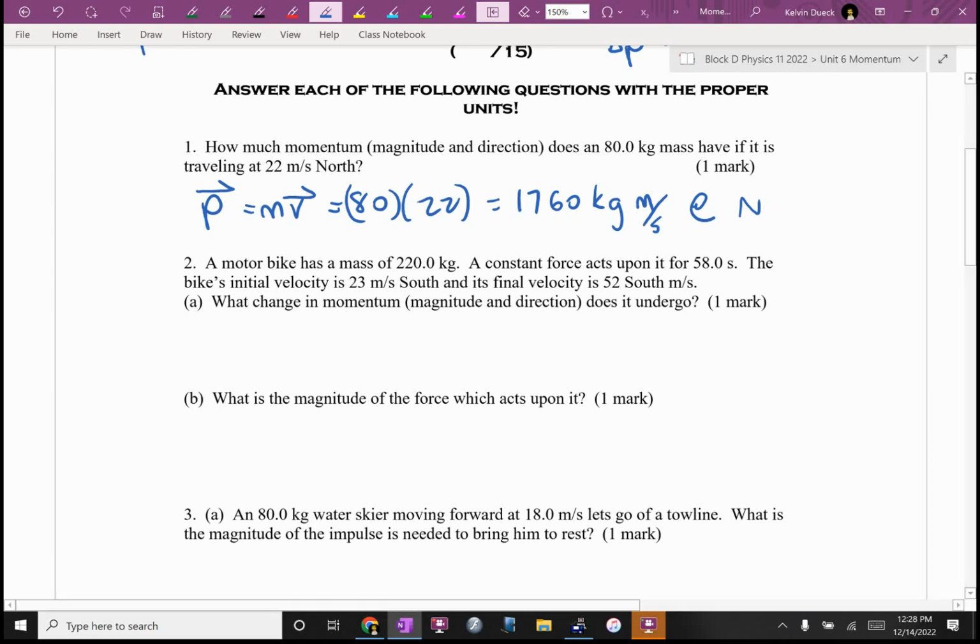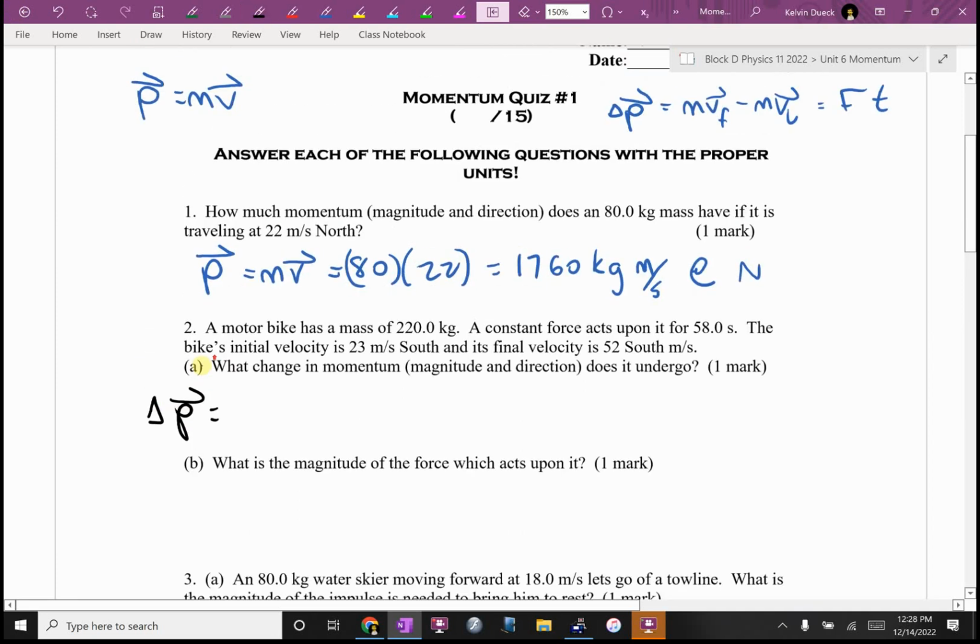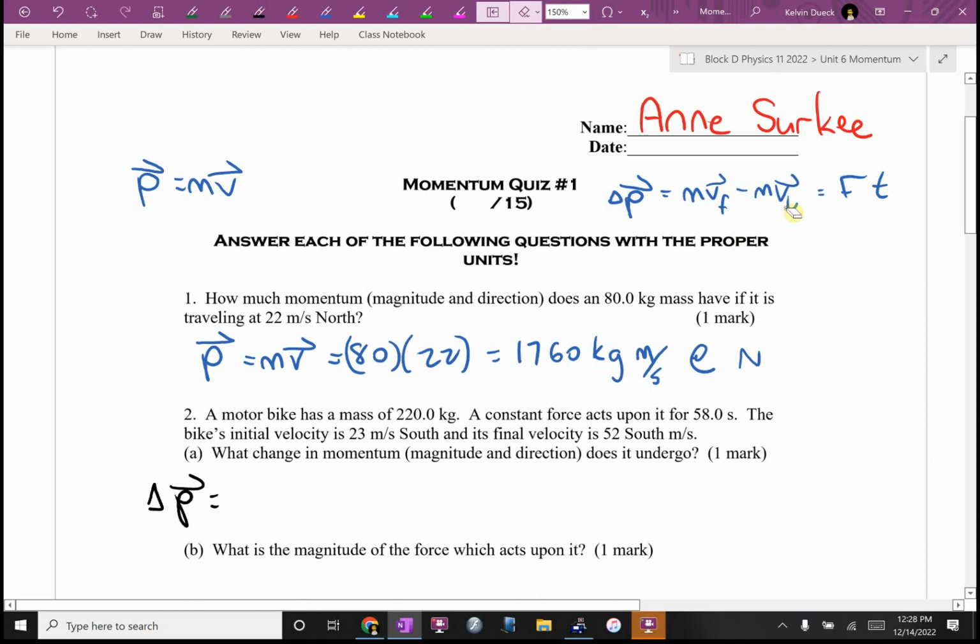Number 2. It wants the change in momentum. So there's 3 ways that I can find change in momentum. There's mv final minus mv initial. There's force times time. There's also just the definition of change in. What's change in anything? Yeah, I can also find the change in momentum just by going the final momentum, if I know it, minus the initial momentum, if I know it. I don't use that one very often, but I use it once in a while. Here, I'm looking at this. I think it's going to be mv final minus mv initial.